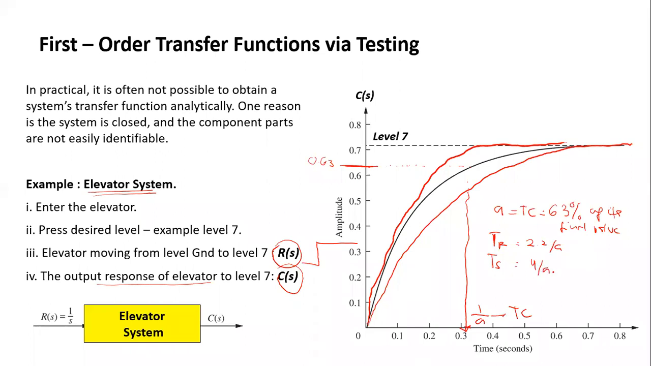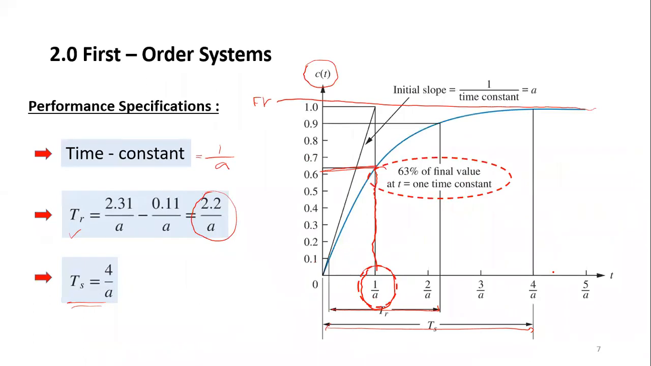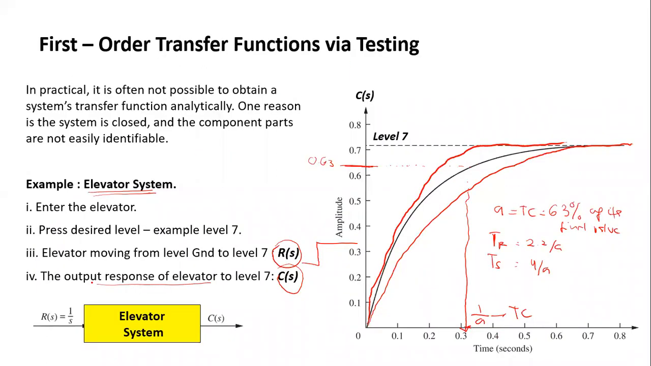That's easy. Okay, that's all for a first order system. So by now, when you're talking about an elevator, we can assume that the elevator is a first order system. So the performance specifications that we are talking about are the rise time and settling time: the time it takes to rise and the time it takes to settle. Okay, so let's move to second order system.